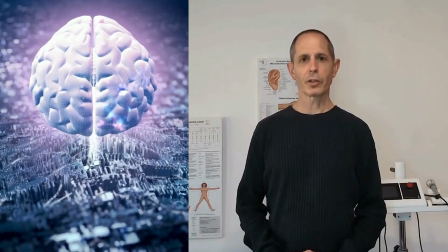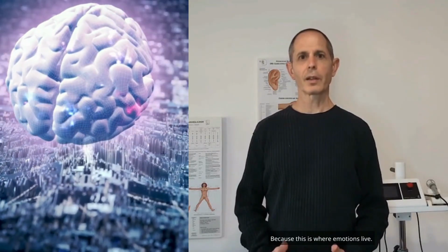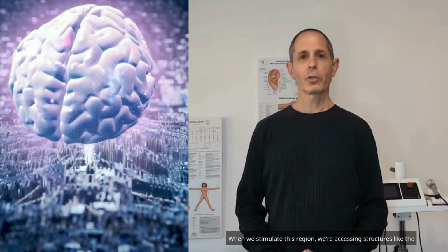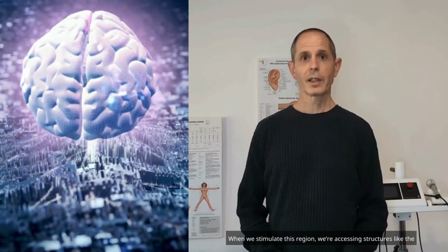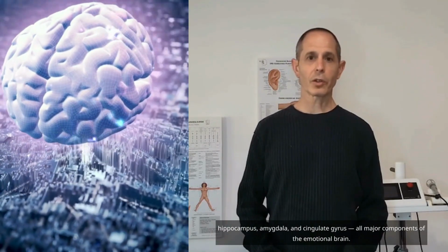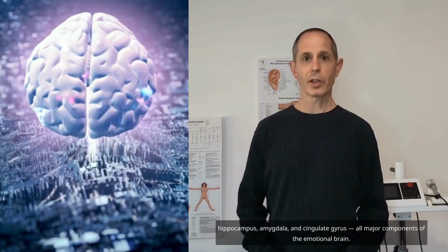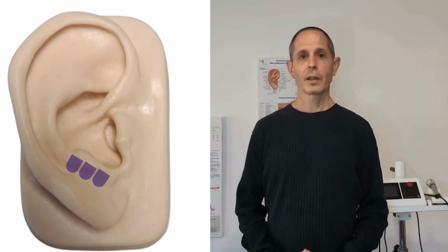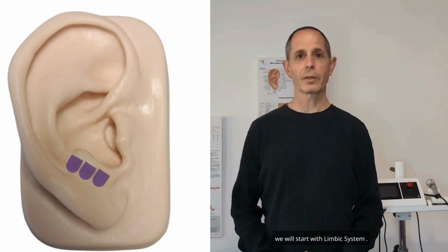Why? Because this is where emotions live, not metaphorically, literally. When we stimulate this region, we're accessing structures like the hippocampus, amygdala, and cingulate gyrus, all major components of the emotional brain. Anatomical orientation of key points. We will start with limbic system.